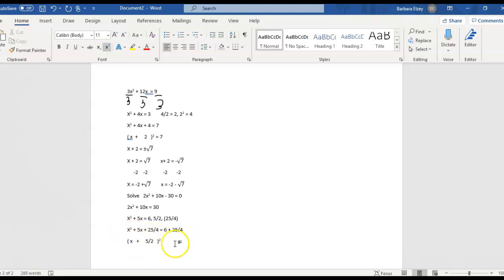On the right side, though, I do want to add these together. Now, be careful because many times it's going to ask for the fraction in My Math Lab or My Open Math. So 6, we want to multiply it by the denominator of 4. This is 24 over 4 plus 25 over 4.